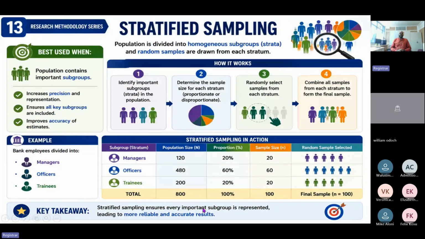Now, I just want to recall in more detail what stratified sampling is. Here, what we do is divide the population into subgroups. Why do we do this? Because we need more precision and more representation. We have to ensure all key subgroups are included, and this gives more accuracy for our estimates.